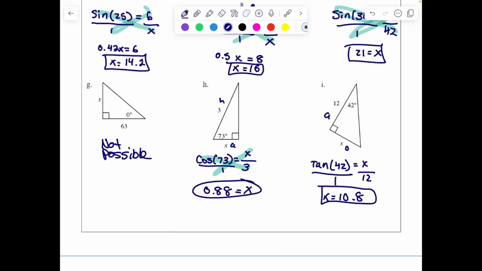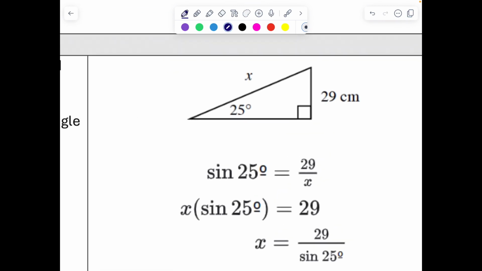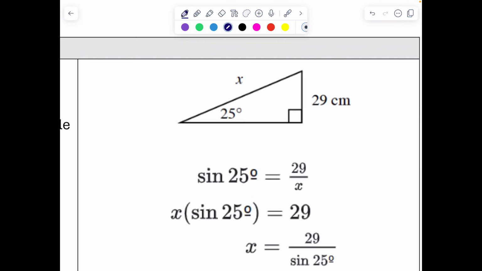Okay. Moving on, stolen calculator problems. Someone stole your teammate's calculator. She has to take her geometry test now, and she was asked to find the length of x in the triangle to the right. The answer she came up with is called an exact answer, okay? So she set up the ratio. She knew she was using sine, which is opposite over hypotenuse. So she said sine of 25 is equal to the opposite over the hypotenuse.